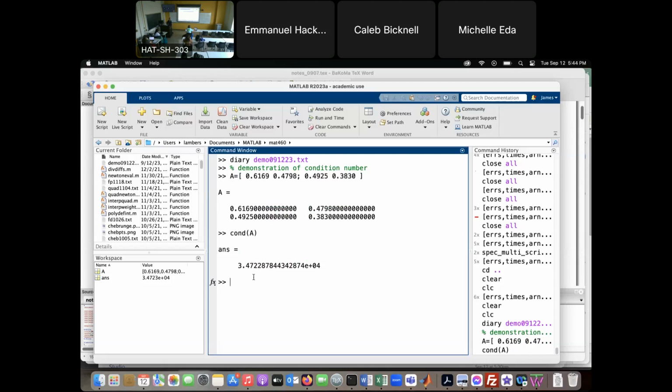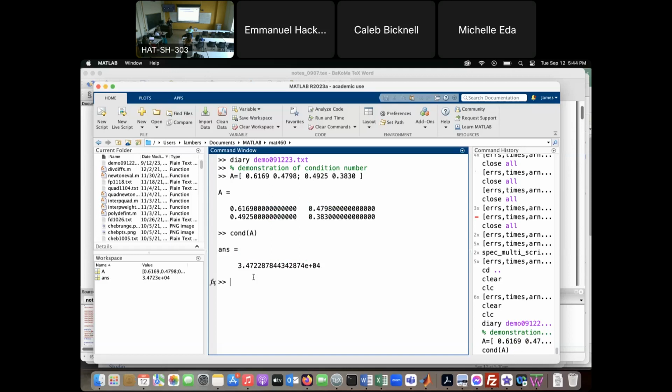So what that means is, if you're solving a system of equations with this matrix, so Ax equals b with this A, a change in b could lead to that change being amplified by this much, by like 34,000-ish in the solution x.